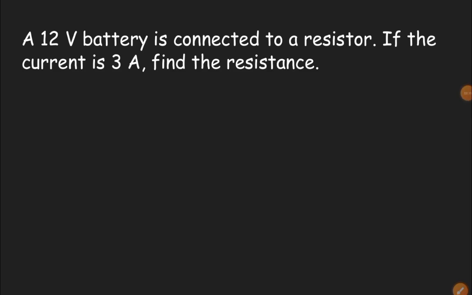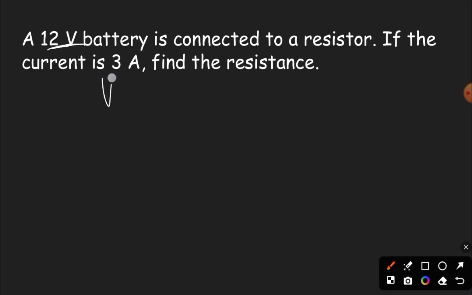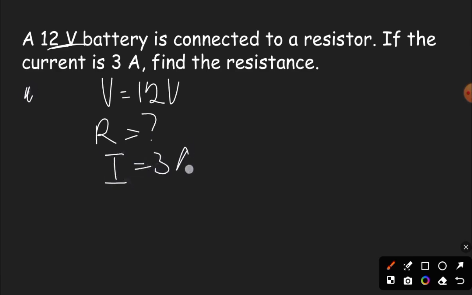So a 12 volt battery is connected to a resistor. If the current is 3 ampere, find the resistance. So we have a 12 volt battery, so we have 12 volts. It's connected to a resistor, and we're not given the resistance. If the current is 3 ampere, find the resistance. So V equals I R.